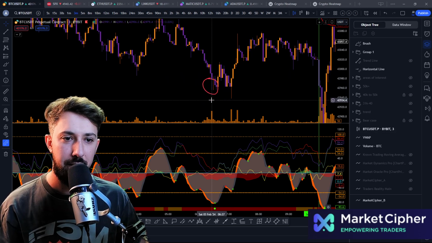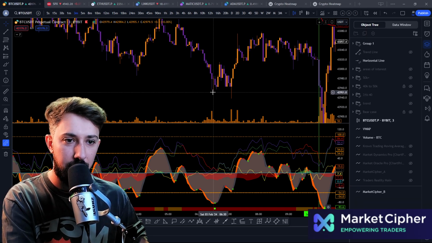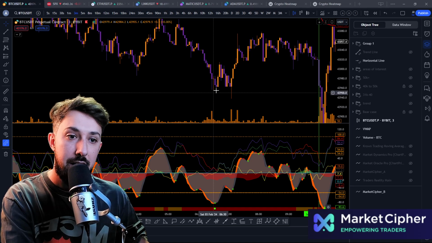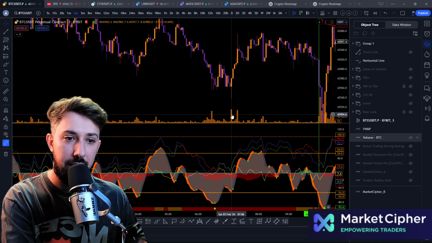Volume came in, snapped back. You get these kind of hammer candles. That's telling you it's hard to get below there, right? Then we get a little bit of a retrace back up. And then the second push with even more volume and a failure to do so.